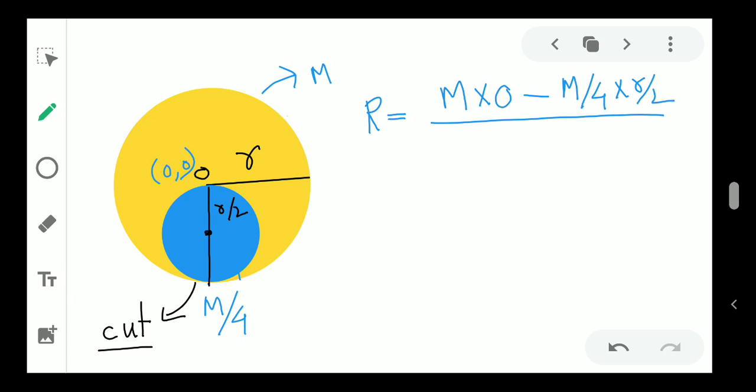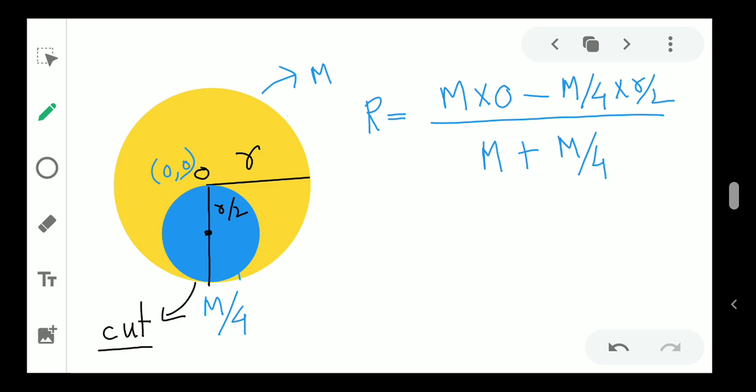Okay, and divided by m1 plus m2. So this will be m plus m by 4. Now this portion I have shown you is the same, but that portion we can take it out.